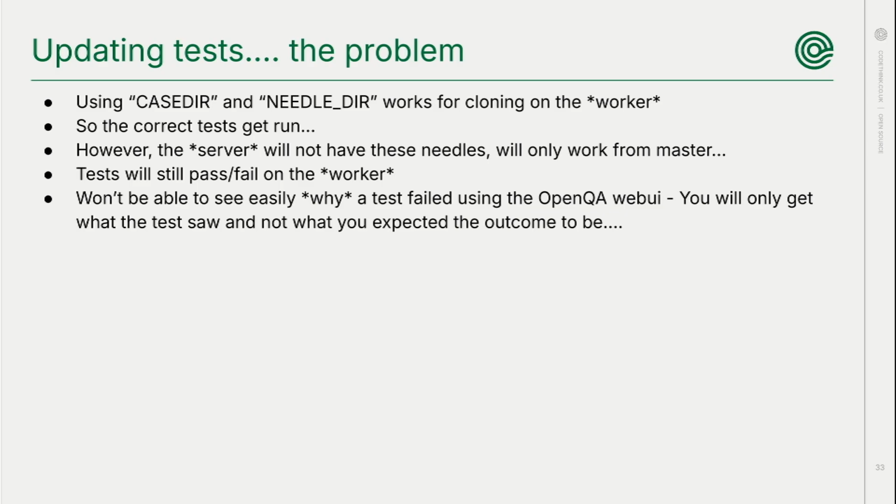Now, the biggest problem with this is that the worker will clone the needles that you've just defined, so the correct tests will always get run. You'll always get a pass or fail, because it will be testing those tests on the actual worker instance. But the openQA server doesn't use that. So when you go and view a report, the openQA server will base that report on whatever needles are on the server at that given time. This is a folder, it's a Git repo, and it will be the ones in master, essentially.